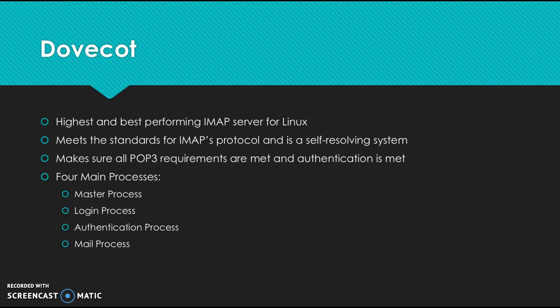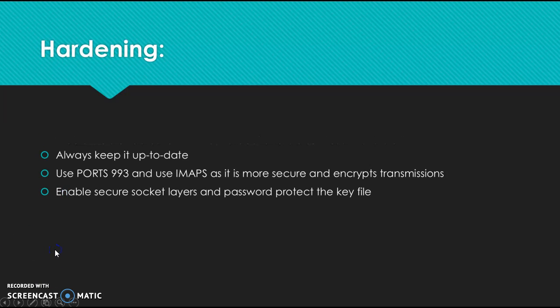It has four main processes: the master process, the logging process, the authentication process, and the mail process. So it's pretty extensive in the layers it goes through to be able to access the information and make sure whoever is accessing it actually has the required access. For the hardening, you always want to keep it up to date. You want to use IMAPS, which, like I said earlier, is port 993.